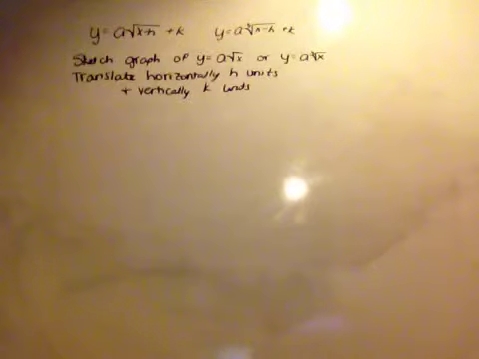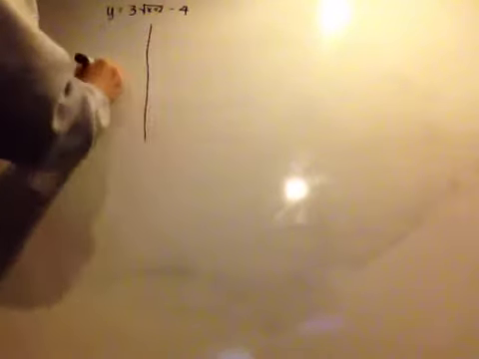So we're going to use that to graph our next functions. And when you translate them, you can then use your calculator just to see if you did it correctly. So we have y equals 3 times the square root of x plus 2 minus 4. The first thing we're going to do is graph 3 times the square root of x.